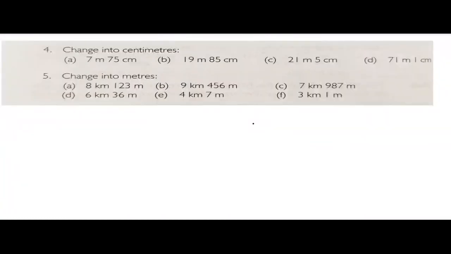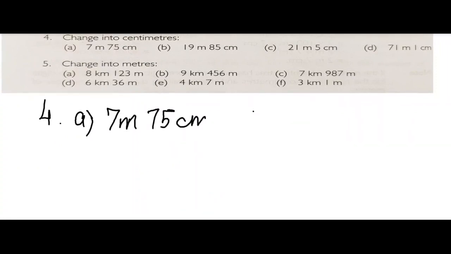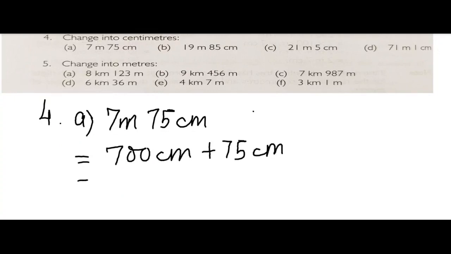Moving to number 4, this you will do in your copy. So you have to get ready with your copy now. Change into centimeters. So 7 meter and 75 centimeter is given, children. So we know that you have to change into centimeters. So 7 meter you directly convert into 700 centimeter. Yes, 7 meter means 700 centimeter plus 75 centimeter. So what is your answer? The answer you got, you have to add this: 775 centimeter.